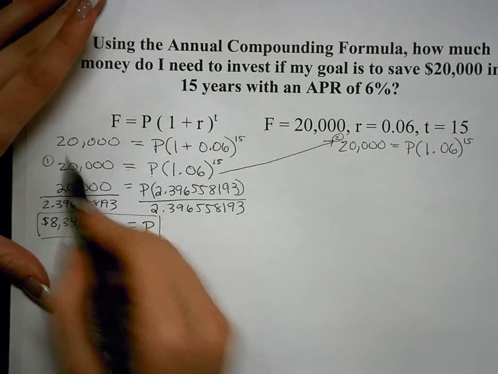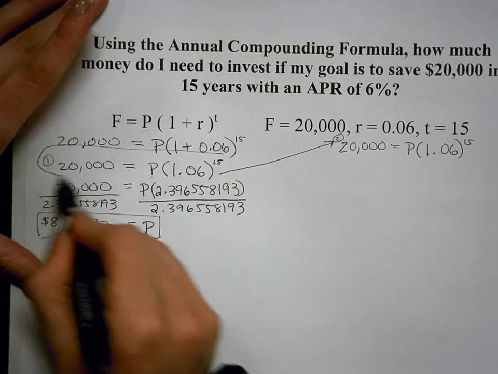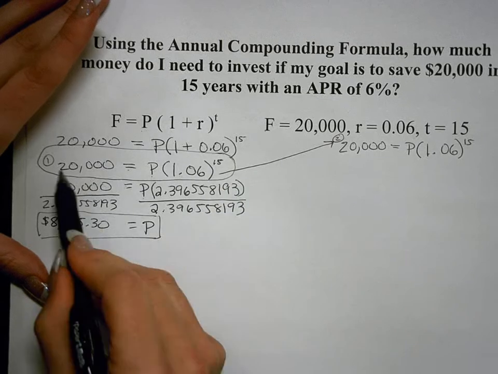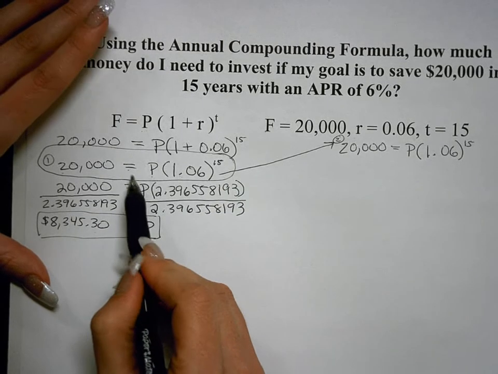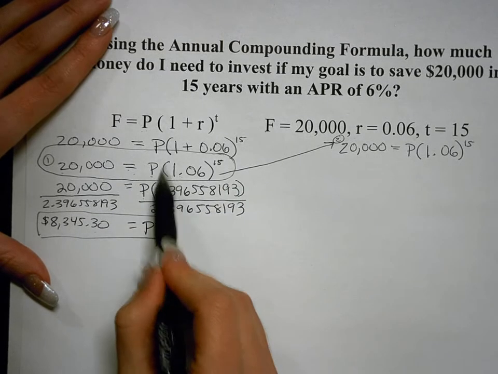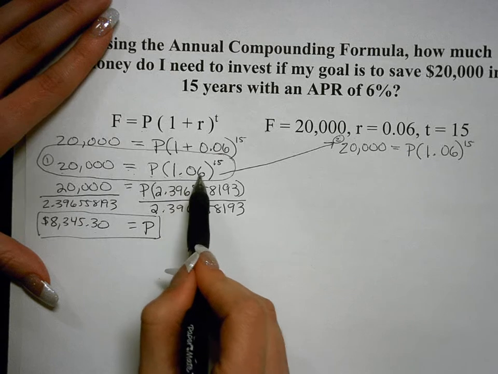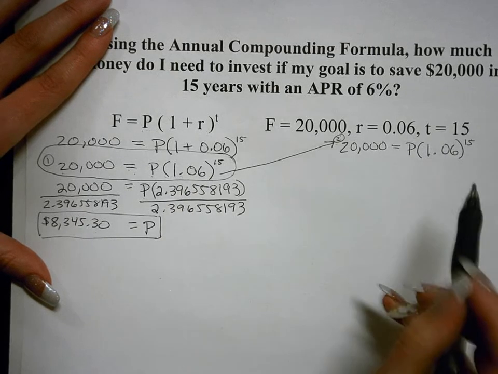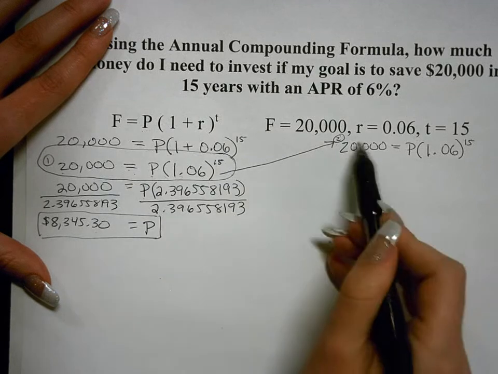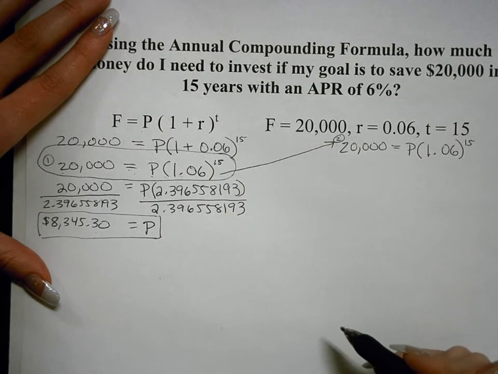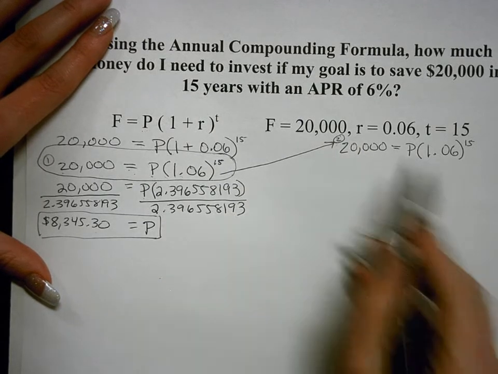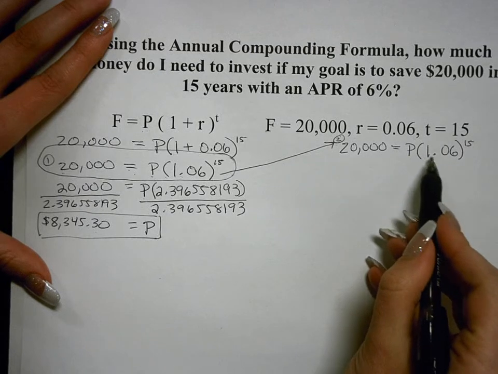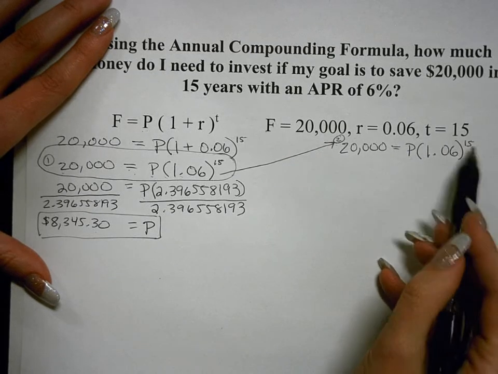So we were talking about when we got here, there's a different pathway we could take. So we have 20,000. We're going to rewind a little bit. 20,000 equals P multiplied by the quantity 1.06 raised to the 15th power. And I just wrote it up here. So this is one way we can do it, or we can go up here and we're going to talk about a different way to solve this problem. So 20,000 equals P multiplied by the quantity 1.06 to the 15th power.